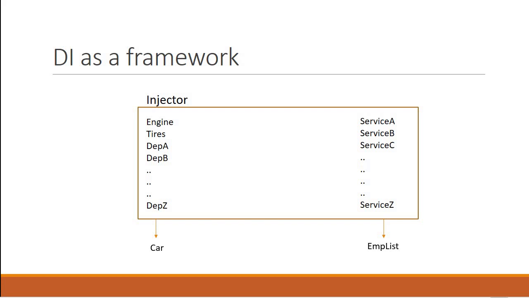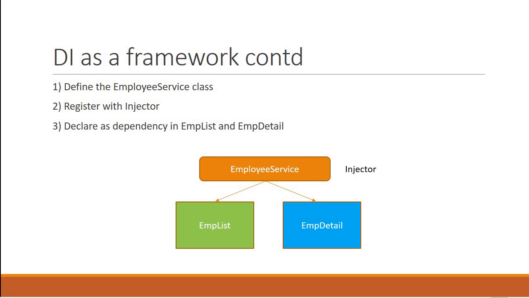So coming back to where we left off in the last video, here is how you use a service in Angular. The first step, you create the service. And in our example, it is the employee service class. The second step is to register the service with Angular's built-in injector. The last step is to declare the service as a dependency in the class that needs it. In our case, the employee list and employee detail are the classes that need the employee service.